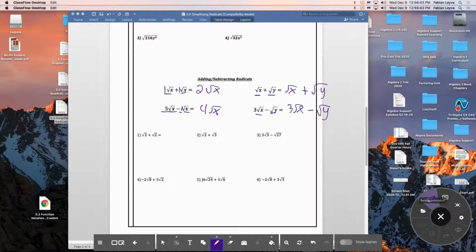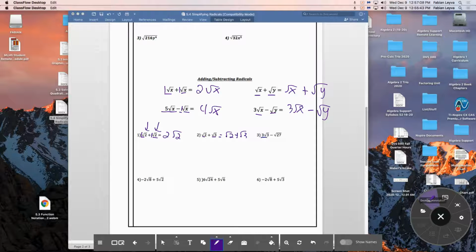Now let's throw some numbers in here. I have the square root of 2 plus the square root of 2. Now remember, leave those ones out there if they help you. You have the square root of 2 plus square root of 2, which is 2 times square root of 2. Keep in mind that I'm not adding the insides of the square roots. I'm kind of treating them as variables. Now, square root of 2 plus square root of 3, can I add these? Well, no, because these square roots are not the same. So the only way to write them is to rewrite them over.